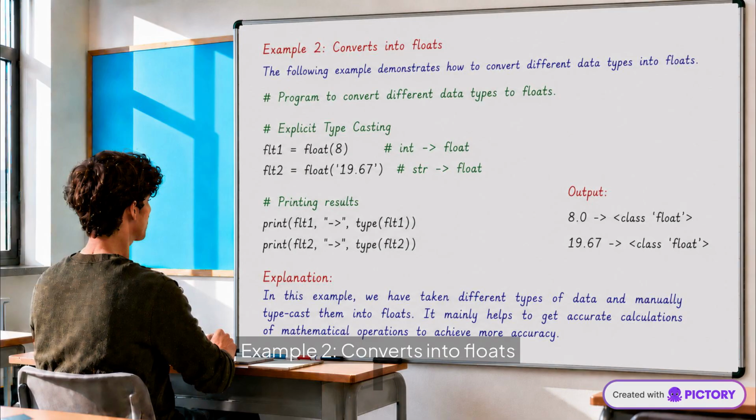Output. 8.0, <class 'float'>, 19.67, <class 'float'>. Explanation. In this example, we have taken different types of data and manually typecast them into floats. It mainly helps to get accurate calculations of mathematical operations to achieve more accuracy.